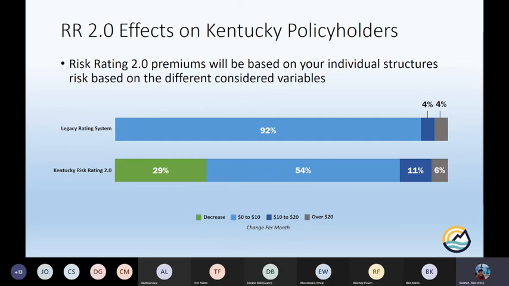And then you're going to have the ones on the upper end where they've had high risk and their premiums have kind of been subsidized by some of these lower risk, lower value homes. No longer. Now you're going to see about 11% of policies when they renew getting a $10 to $20 increase per month. And you're going to see 6% that are going to see over a $20 a month increase.